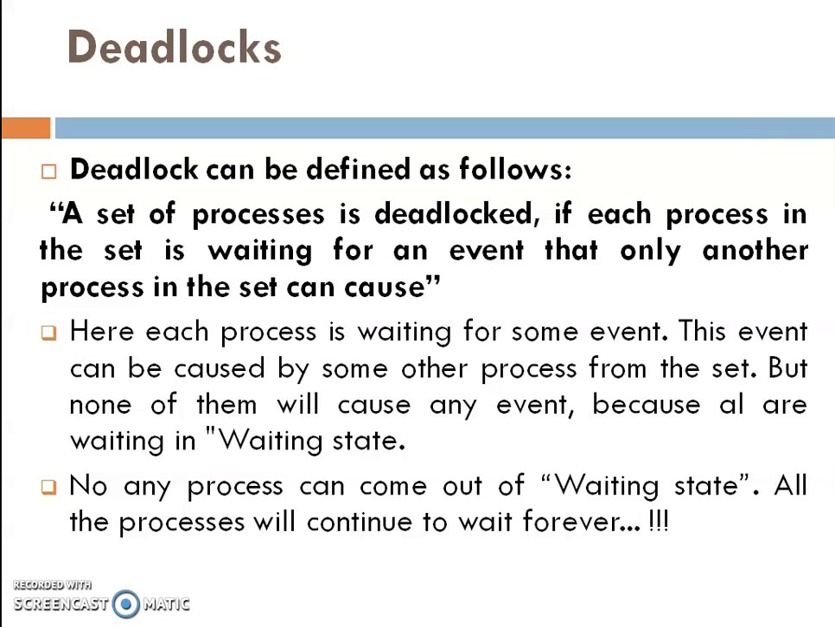Now first, what is deadlock? A set of processes is deadlocked if each process in the set is waiting for an event that only another process in that set can cause. Means here each process is waiting for some event. This event can be caused by some other process from the set, but none of them will cause any event because all are in waiting stage. No process can come out of the waiting stage. All the processes will continue to wait forever.